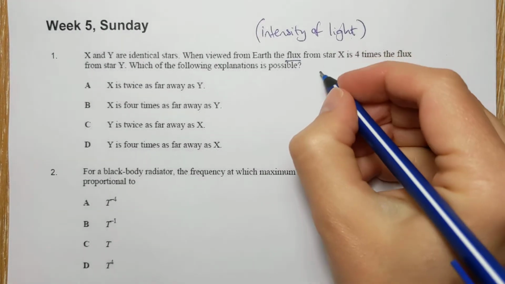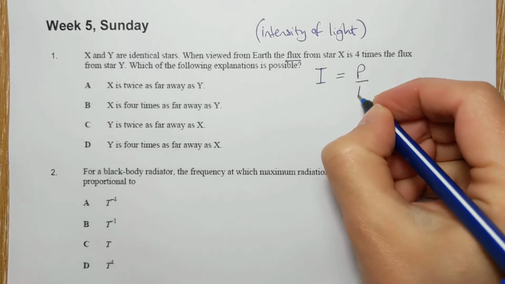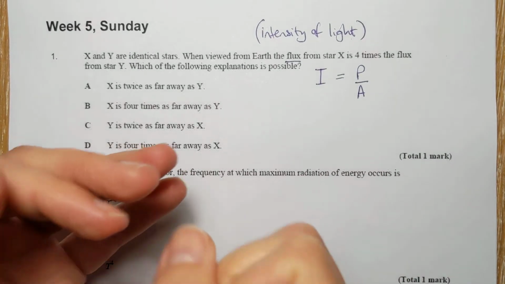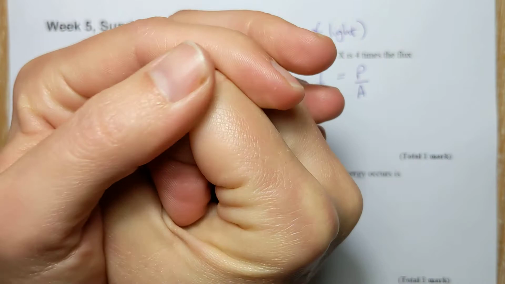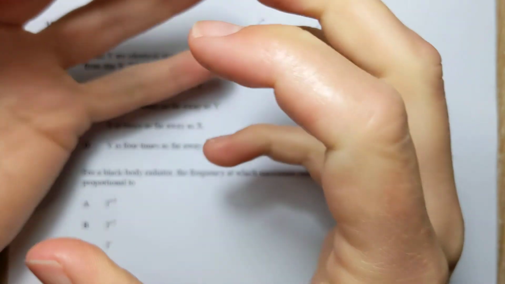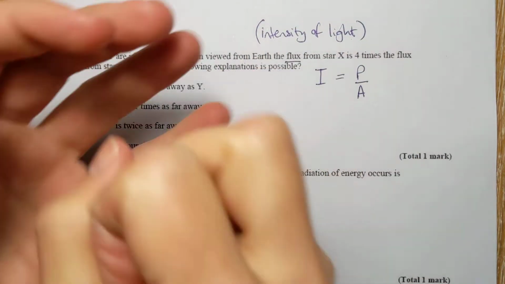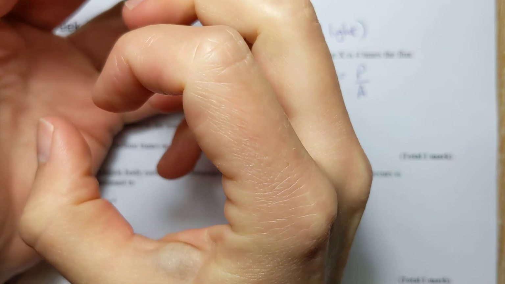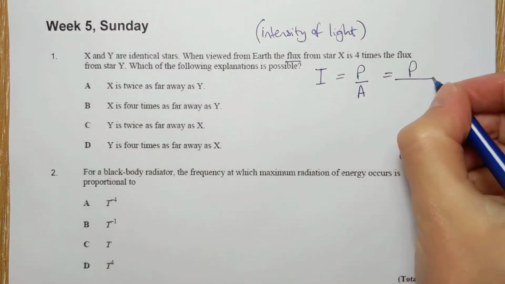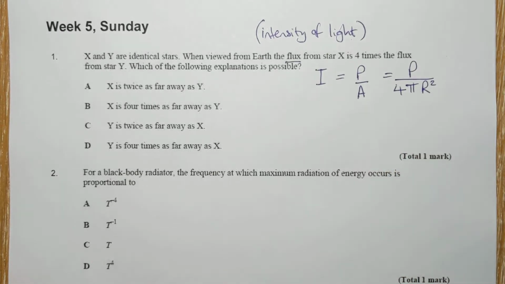Okay, and what we know about intensity is that it's equal to power per unit area. So we're talking about stars, so you imagine your star, it's radiating energy in the centre, and then the wavefronts are spherical, coming out in all directions. So the power is being spread out over the surface area of a sphere, and that means that we can write this. The surface area of a sphere is 4 pi r squared.